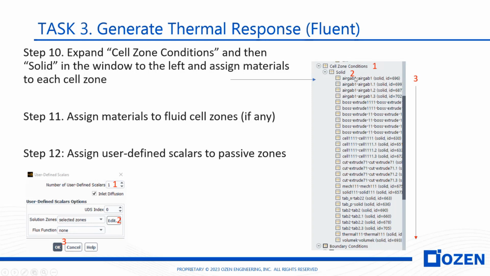So what we do is we click on each of those, and then we're going to assign them the correct material name. And then, we're going to assign the material properties to those materials.